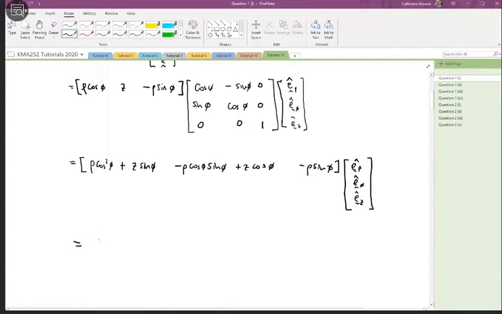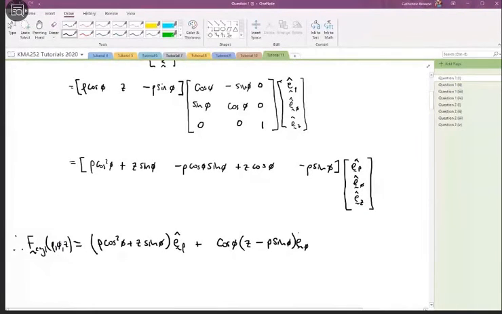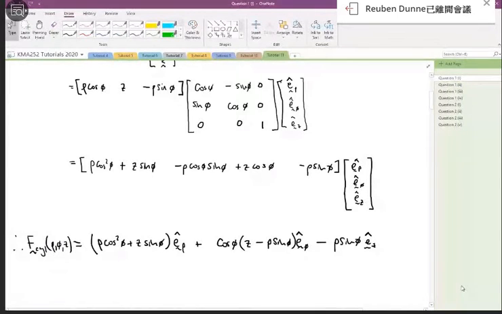And so therefore we've got the cylindrical vector field as a function of rho, phi, z is going to be equal to rho cos squared phi plus z sine phi in the direction of rho, plus, I've taken out a common factor of cos phi here, z minus rho sine phi in the direction of phi, and then minus rho sine phi in the z direction. Does that make sense to everyone so far?